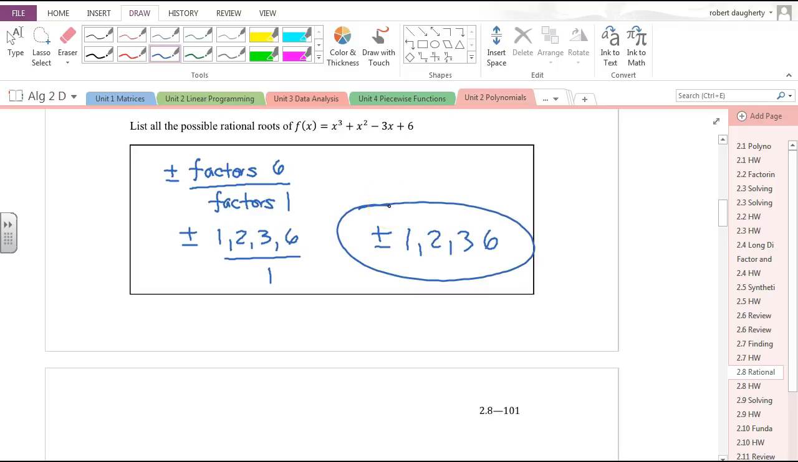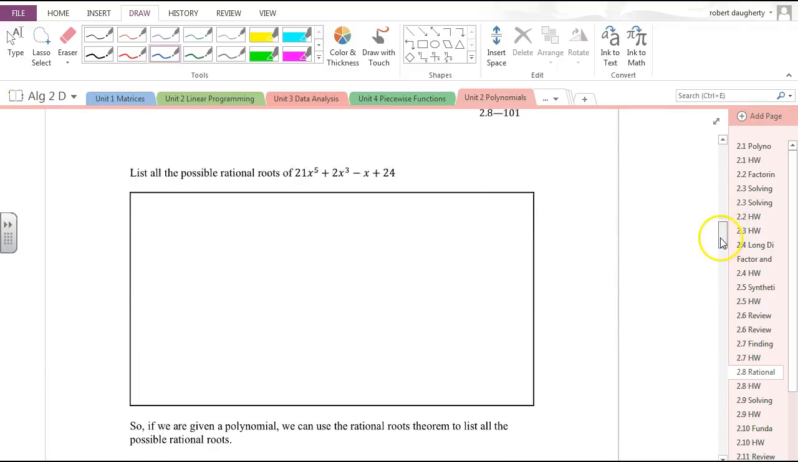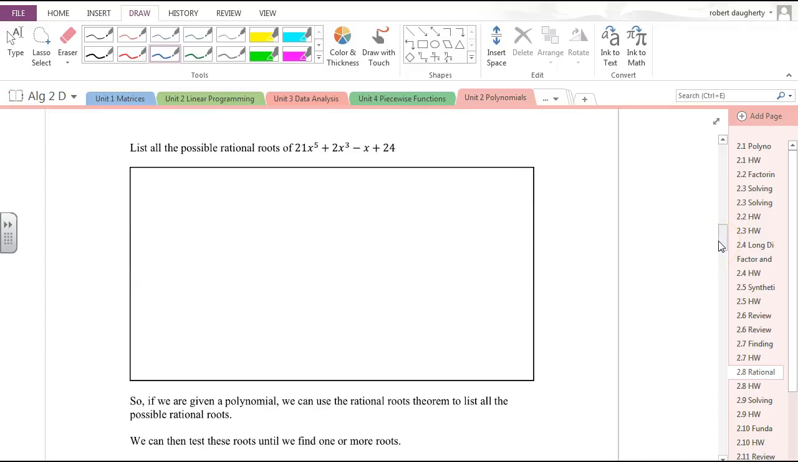So if I needed to factor this down to a quadratic, I've got to try these numbers until I get a 0 remainder. Okay, let's look at another one, I think that has more possibilities here. So if this has rational roots, it's going to be plus or minus the factors of what? Yeah, factors of 24 divided by the factors of what? Of 21. So plus or minus the factors of 24 over the factors of 21.